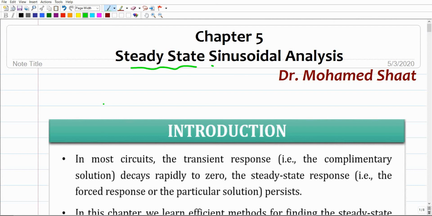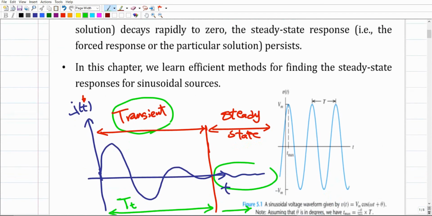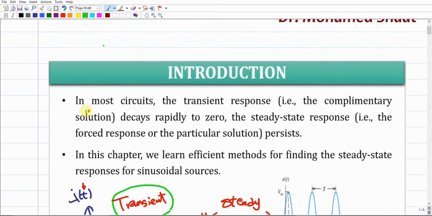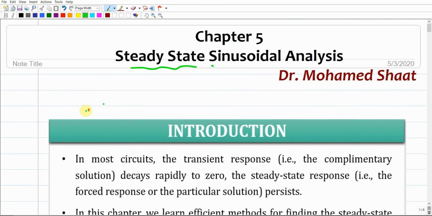So in chapter 5, again, we're going to focus on the steady state, but we're going to use another approach that is different from what we already used in chapter 4. Why? The reason is that the approach we used in chapter 4 is kind of complicated, and it's going to be very harsh to use for a more complicated electrical circuit. So we're going to introduce another approach, another method for solving for the steady state. But this method is suitable just for the steady state behavior of the electrical circuit.